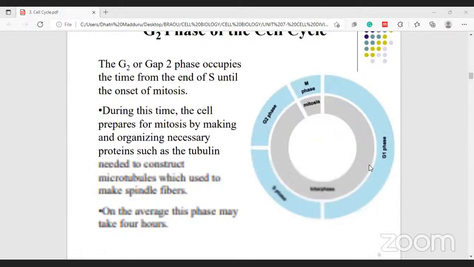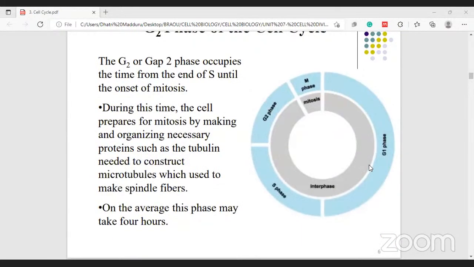The next is G2 phase, or gap 2 phase, where as the synthetic phase ends, now mitosis has to start. That means now the genetic material is replicated, but the cytokinesis has to take place. Cytokinesis means separation of cells. So during this time, the cell prepares for mitosis, making necessary proteins such as tubulin to construct the microtubules and spindle fibers, which are necessary for M phase.